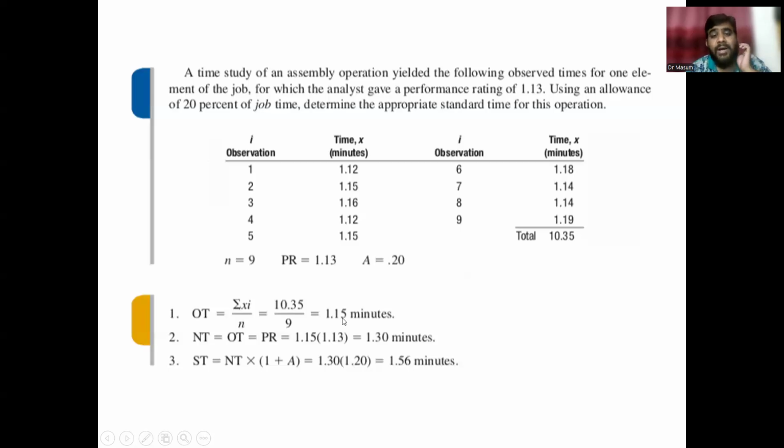Observed time. That means on average, the operation takes 1.15 minutes to finish the job. And the performance rating for that particular employee is 1.13. So you will multiply the 1.15 observed time by 1.13. And your normal time, which in garments factories especially is known as basic time, is 1.30. Now you will add allowances, and the allowance in the factory is on average 20%.